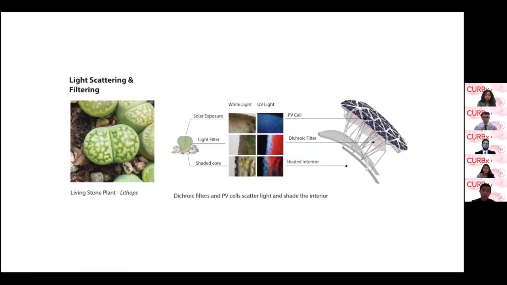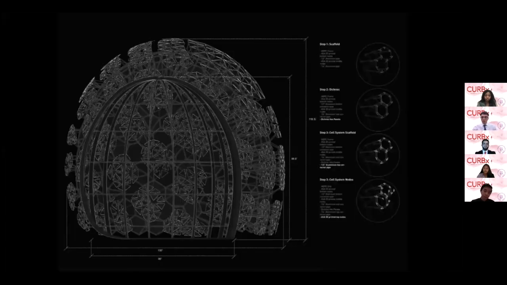The next adaptation that we did was from light scattering Living Stone plants, where they have 3 different filter systems, which is basically what we did with the PV cells and the dichroic filter, and which leads to a shaded interior core. And then this was our structural system analysis and drawing of each component that is required to build this hierarchy.